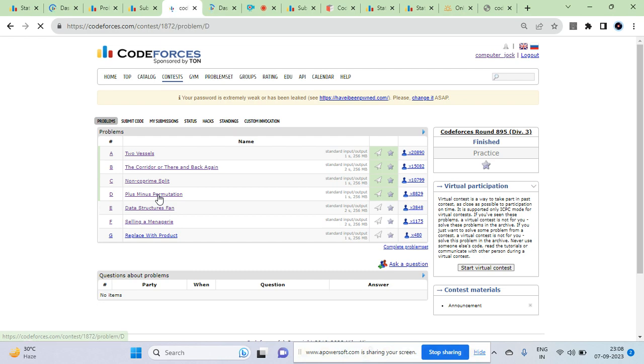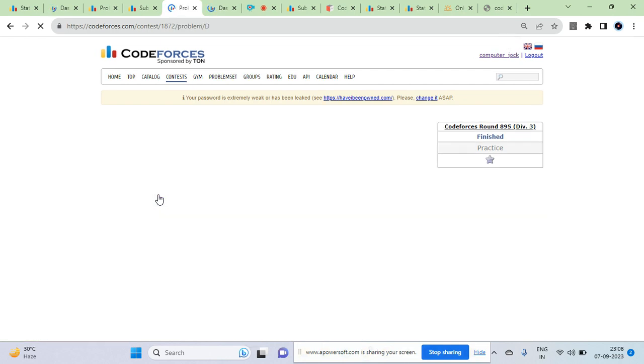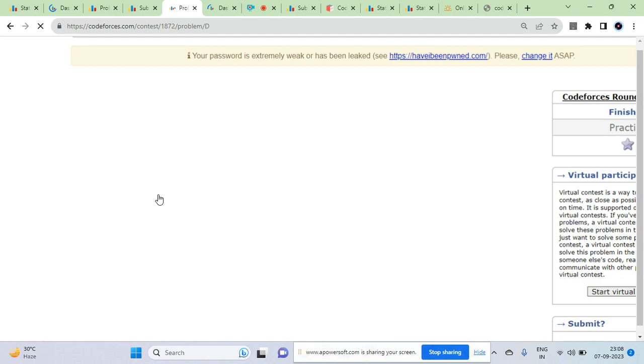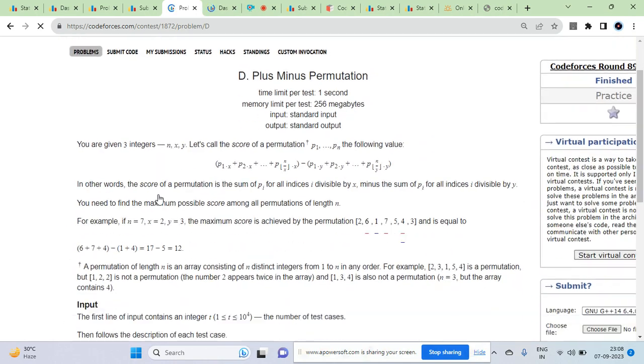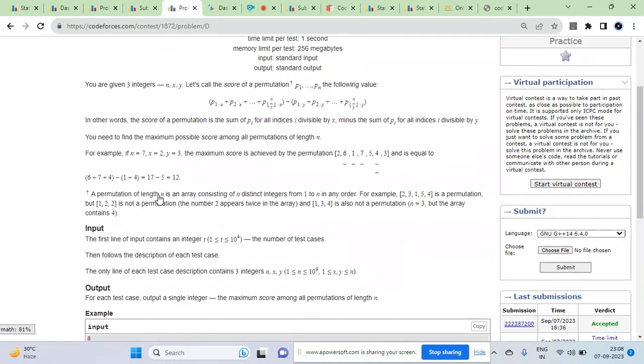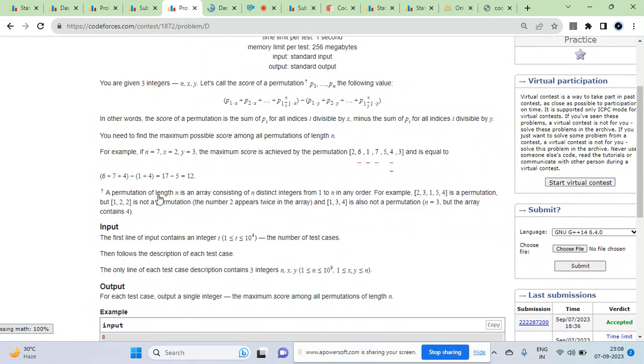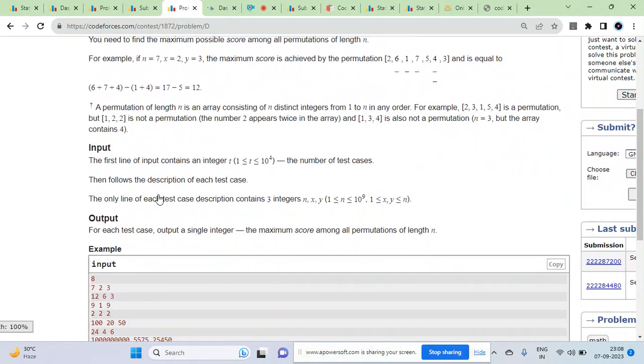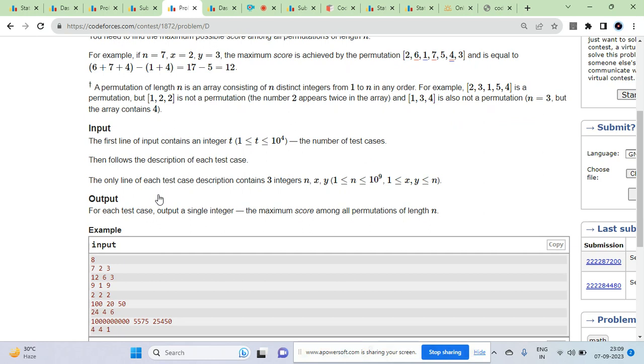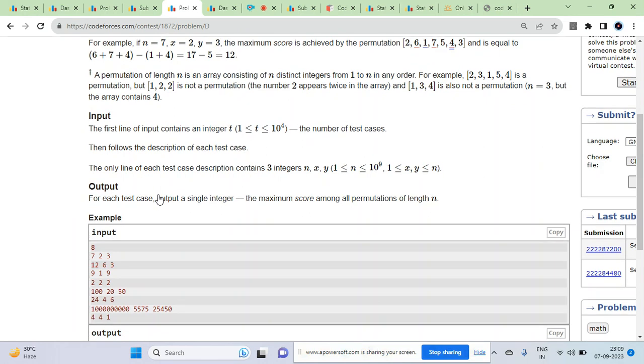Plus minus permutation. Yeah, I would say this is also a nice problem. Just an observation-based, like small observation, that is generally the case on Codeforces. You have t number of test cases, and you have three integers, n, x, y. So n deals with the permutation from 1 to n. x and y are some numbers.